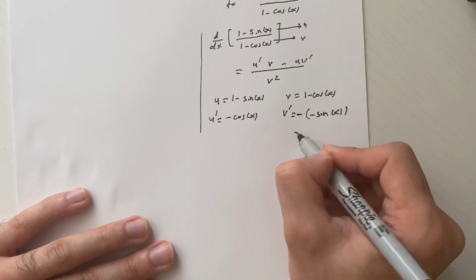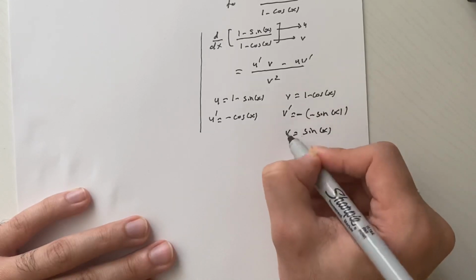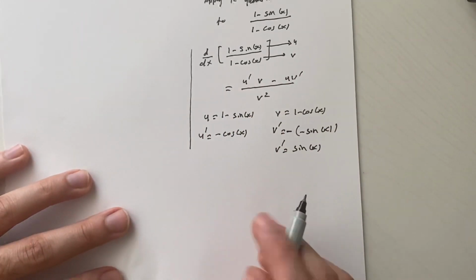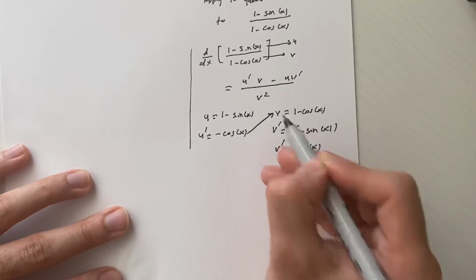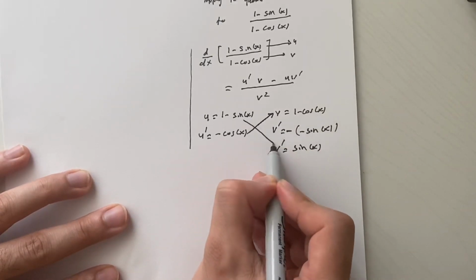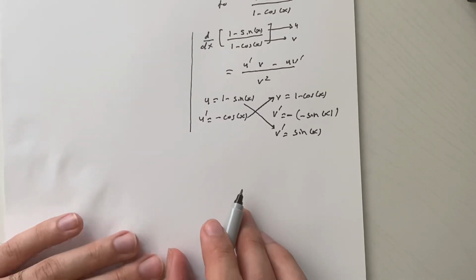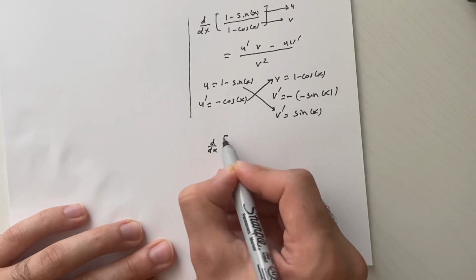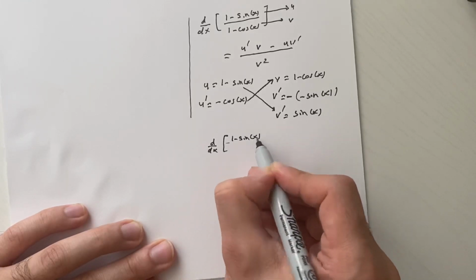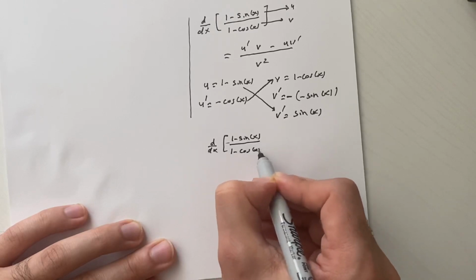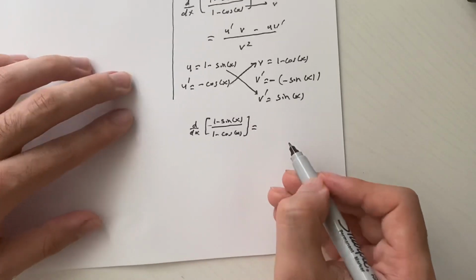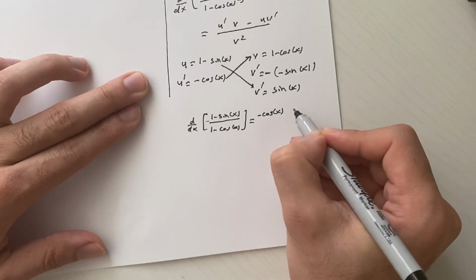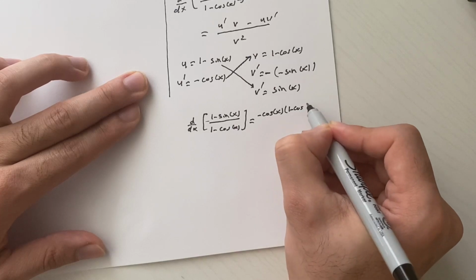the derivative of cosine is minus sine of x, so pay attention to the signs in here. So v prime is going to be sine of x. Now I'm going to apply the quotient rule, so I'm going to multiply u prime by v, and then subtract u multiplied by v prime, and then all over v squared. So again, d dx of 1 minus sine of x over 1 minus cosine of x is u prime, which is minus cosine of x, multiplied by v, which is 1 minus cosine of x.